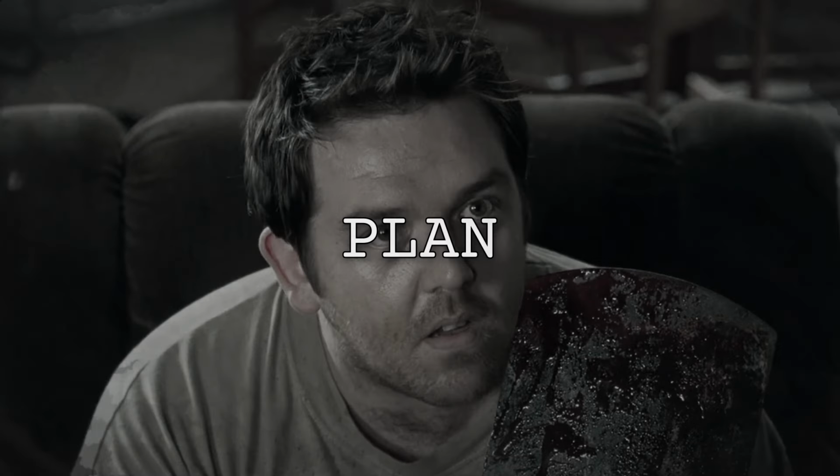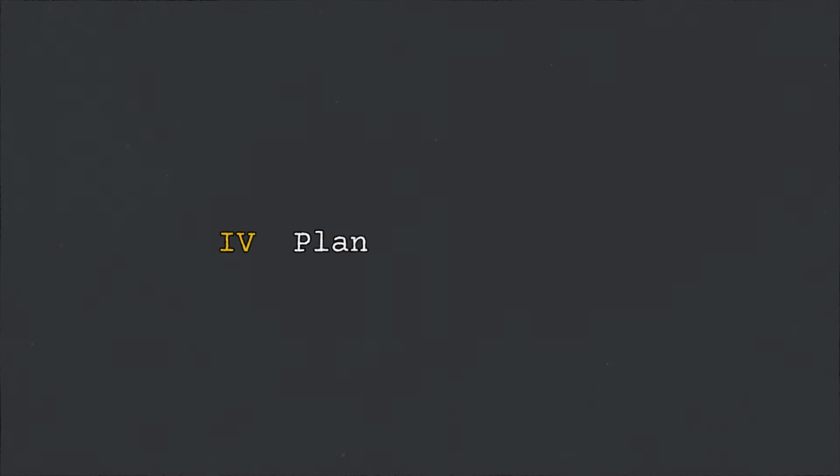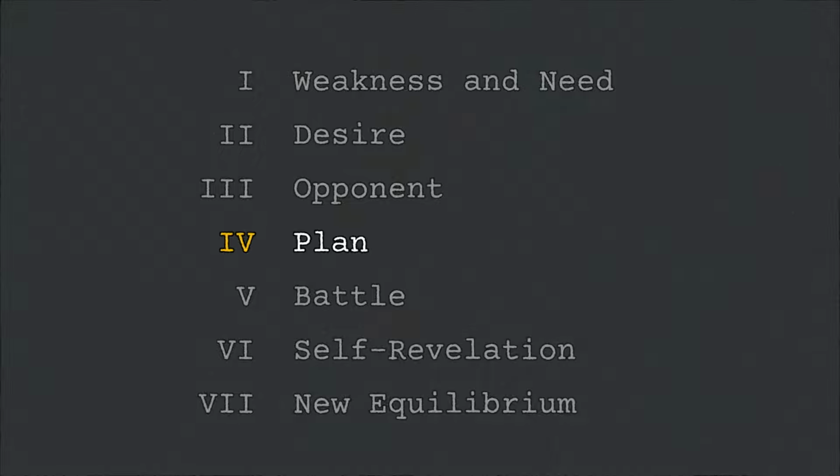And with this new goal in mind, the hero will need to regroup and figure out what to do next. This is the fourth of our 7 core steps. The stage where our hero and their allies come up with the guidelines and strategies to achieve their new desire.